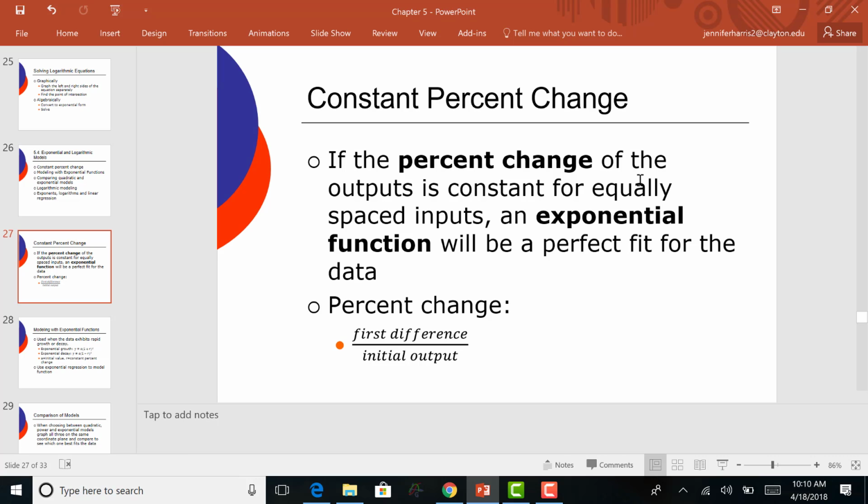So, questions? That's what you're going to do for this particular type of problem that you're going to see in the homework. It's called the constant percent of change. That's why you ended up dividing it. Because you're dividing, that's why it's called a percent change.